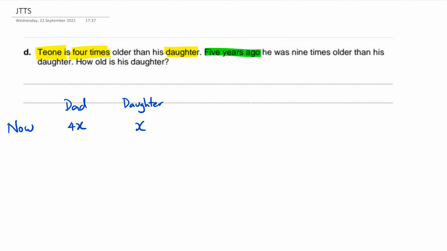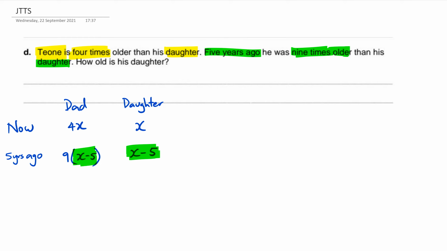Our next statement is 5 years ago. So 5 years ago means we've got now, and then below it, I'm going to write down 5 years ago. If the daughter is X years now, then 5 years ago she was X minus 5. We're given the information that 5 years ago, the dad was 9 times older than his daughter. So 5 years ago, the dad's age was 9 times whatever the daughter's age was 5 years ago. I hope you guys can get that.